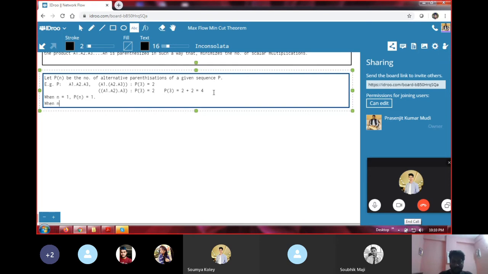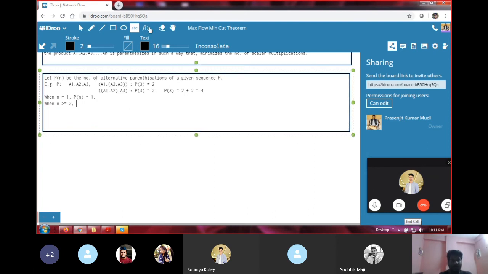And when n is greater than or equal to 2, then Pn is equal to, let me write it in equation format. So what we are doing for this kind of problem, here we have an example.